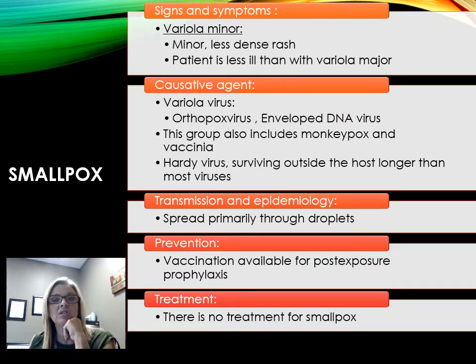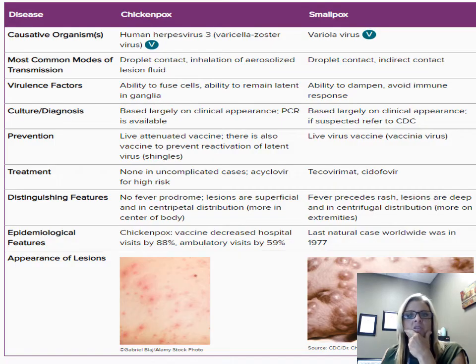So vaccination for post-exposure can be given as a prophylactic treatment. There is no treatment for smallpox. There is no cure. The best treatment is vaccination. And this one is vitally important that we keep going. So here's that really good breakdown of your treatments, culture, virulence factors, those sorts of things.